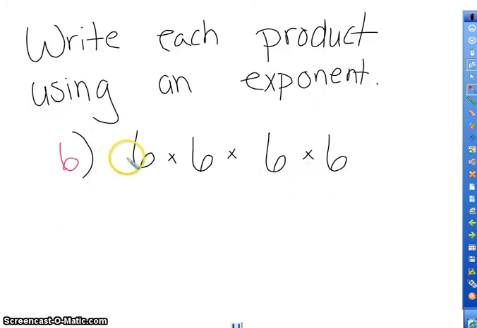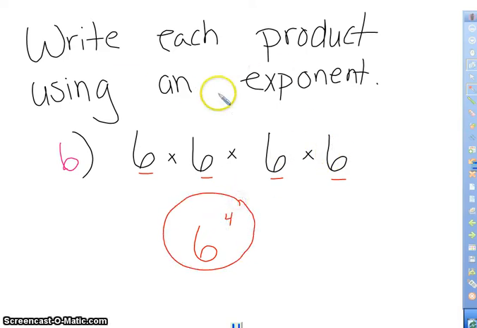So looking at this problem, my base would have to be the number that's being multiplied continuously, and that's 6. And I'm multiplying 6, 1, 2, 3, 4 times. And so I have 6 to the 4th power, and that's all you have to do. It just says write each product using an exponent. So that's all you have to do for that one.